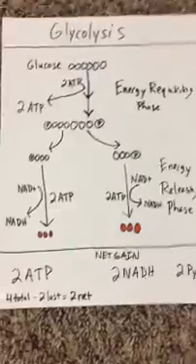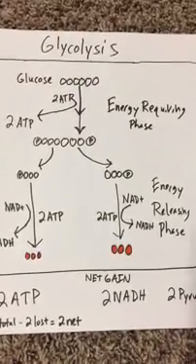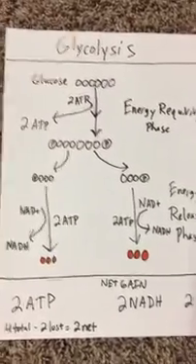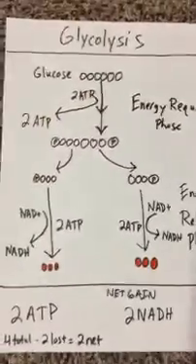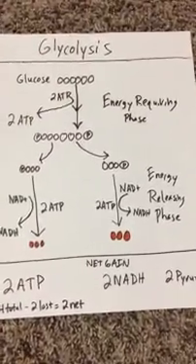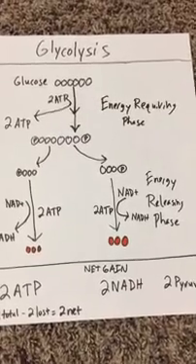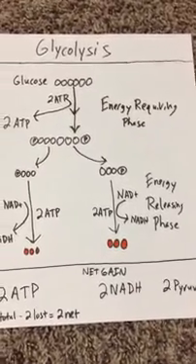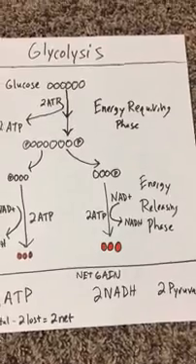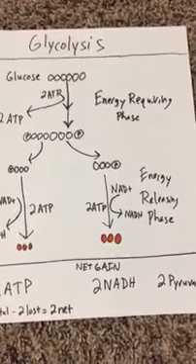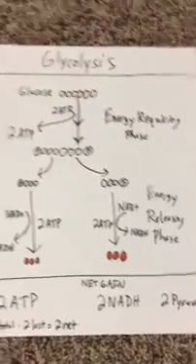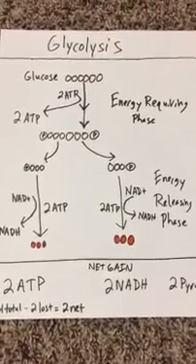Now, this is the energy requiring phase, so we're having to put energy in. We have to put 2 ATP in. These 2 ATP are going to be used up and they're gone at this point. That's the energy that was required. So now we move on to the energy releasing phase. We invested our 2 ATP. We want to get something back from this.